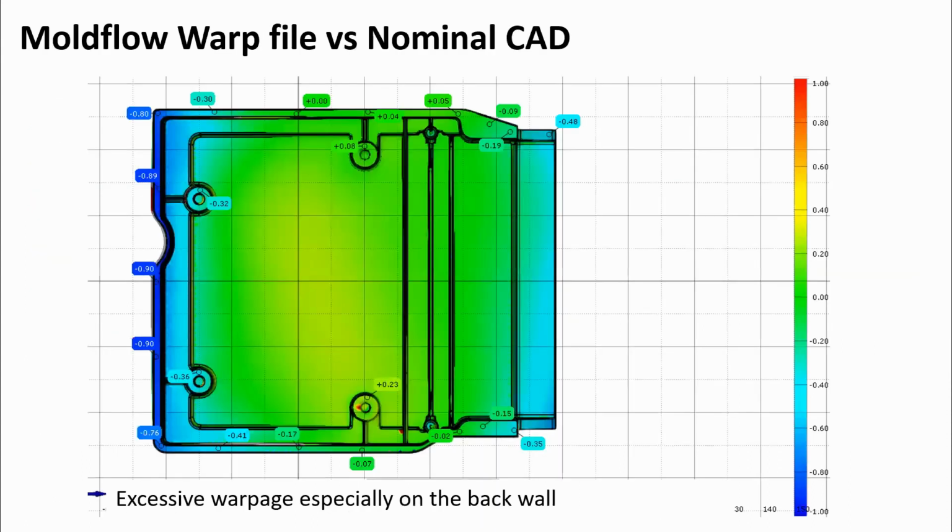So again, the decision here was made, right, we'll look at using this reverse warp model in the software, and I had to go analyze this again. So here we're looking at another GOM 3D scan output of the Moldflow warp file versus nominal CAD. So we had some really high warpage, especially on the back wall, up to nearly 1 millimeter, about 0.9 of a mil, and some warpage on our bosses there, which have a critical flatness to them as well.